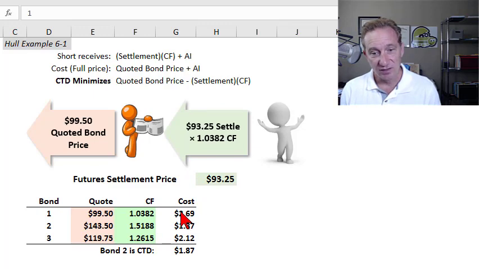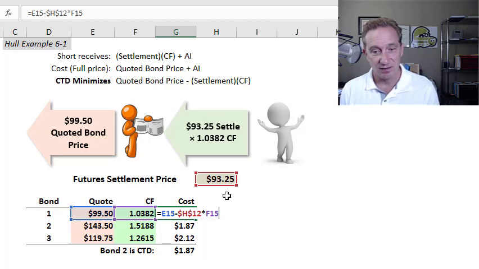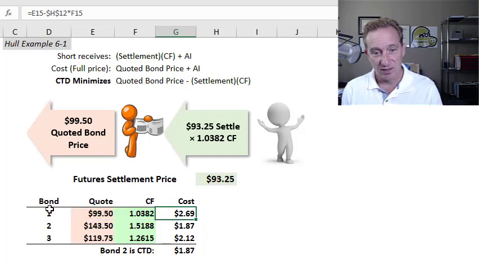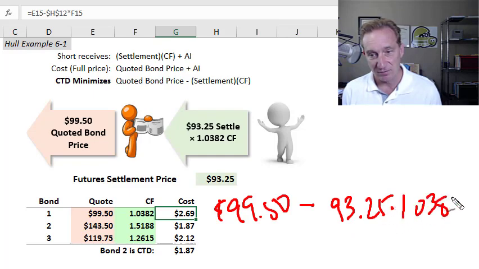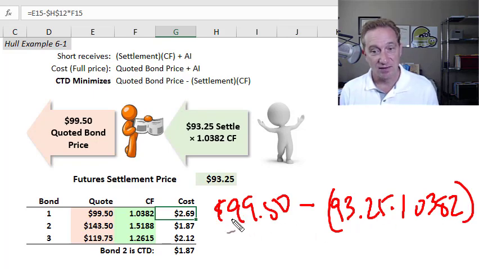And so you can see that is why the cheapest to deliver concept is really a net cost concept, where in the case of this first bond, the short position is paying the $99.50. And so that's a cost. And then they're receiving, you can see here, the $93.25, but multiplied by the conversion factor. So that is cost, that is benefit, and I think of this as net cost. In the case of the first bond, it's $2.69.